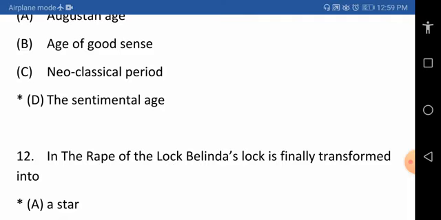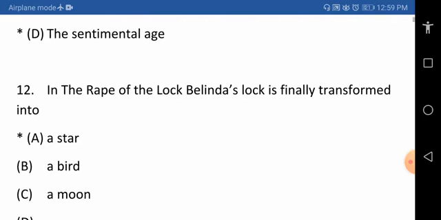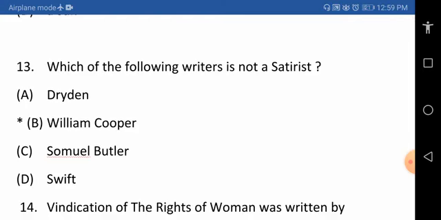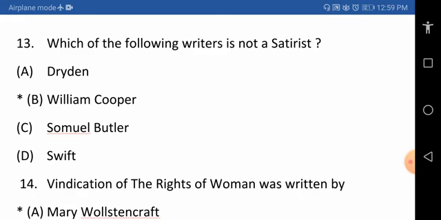Question number 12, The Rape of the Lock by Pope. Belinda's lock is finally transformed into what? Belinda's lock is finally transformed into a star. Which of the following writers is not a satirist? Here the options are Dryden, William Cowper, Samuel Butler, and Swift. The answer is William Cowper.